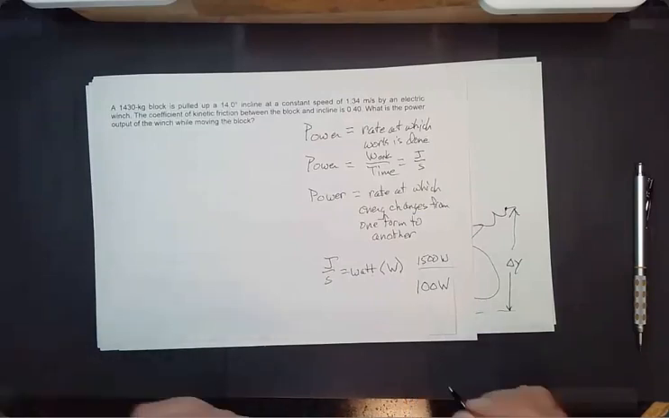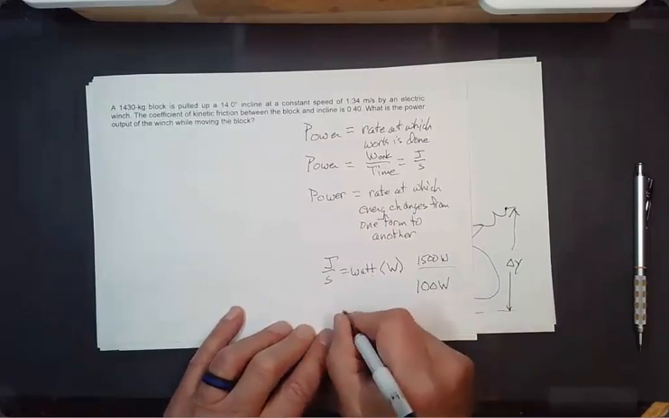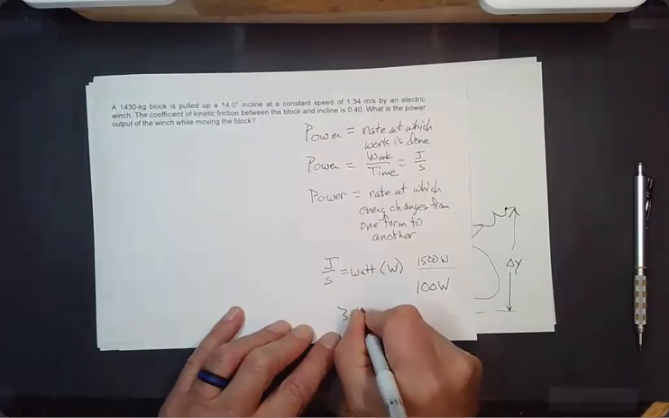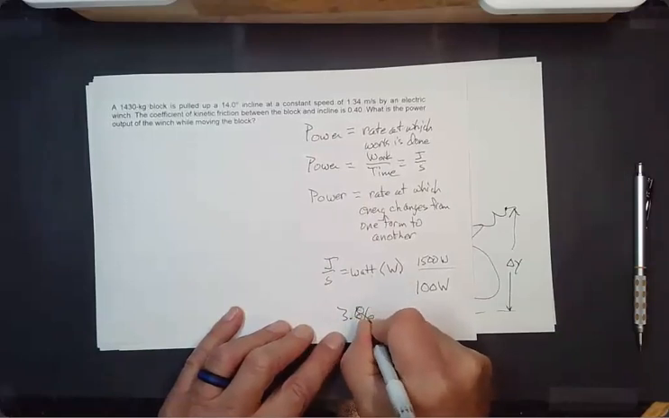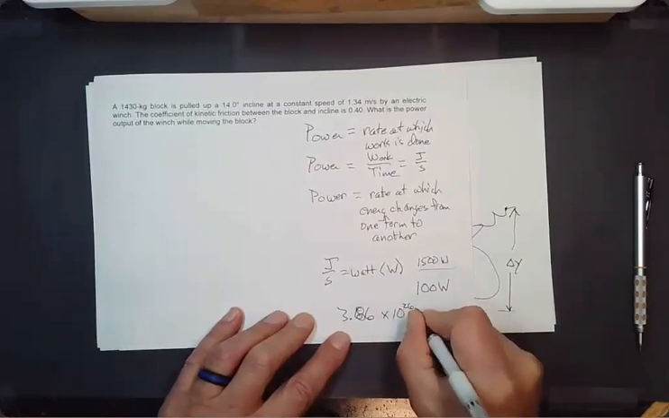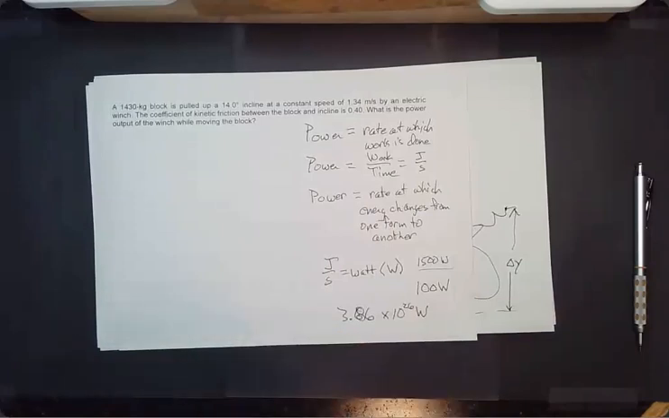By comparison with that, something that puts out a lot more power is a thing that has a power output of about 3.86 times 10 to the 26th watts. That's the power output of the sun, and it puts out a lot more.